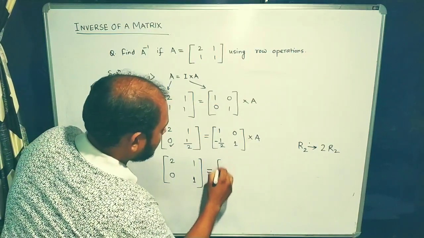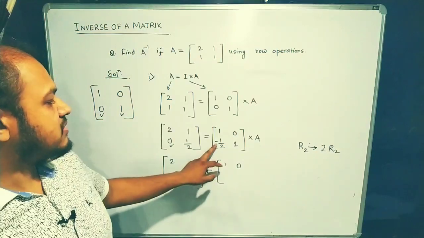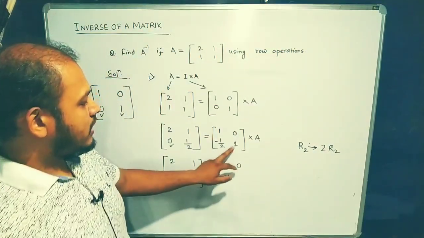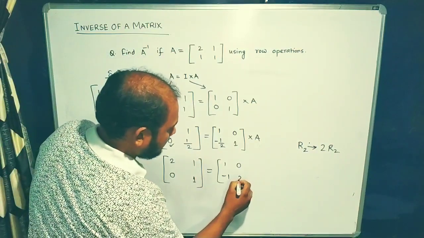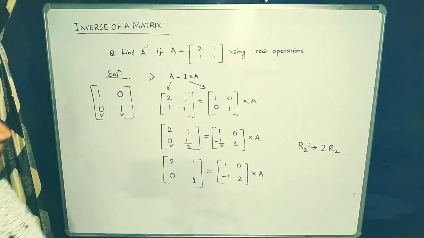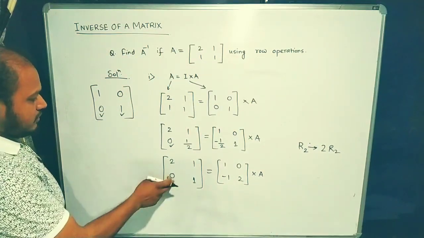Similar thing we have to do here. First row is not changing, and in the second row, minus half into 2 is equal to minus 1, and 1 into 2 is equal to 2, and keep A as it is. Okay, so now we are seeing that we have successfully attained 1 here and 0 there.